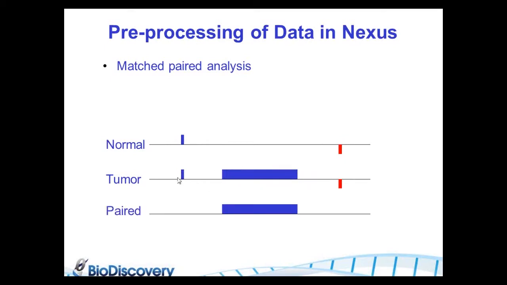When we do a paired analysis, we basically subtract the normal calls from the tumor, so that only these somatic tumor-only calls remain. So all of the samples that we'll be looking at today have undergone this pairwise analysis.